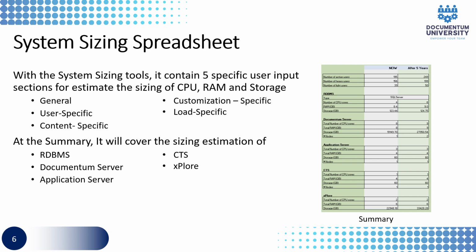The summary will cover the sizing estimation of the database server, Documentum server, application server, content transformation server, and Explorer. The system sizing tool is an invaluable resource for organizations that want to make sure they have the correct hardware and infrastructure in place to support their Documentum system. With this tool, you can accurately estimate the requirements for your system and make sure that it can handle the load placed on it.